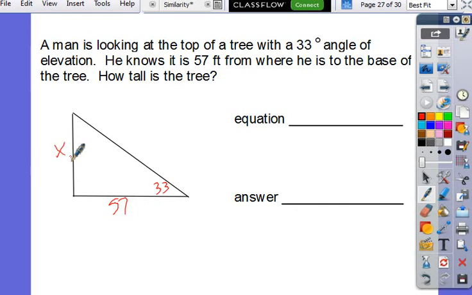Most of the time, they're going to give you the triangle already filled in for you. All you're going to do is either get the equation or get the answer, and most of the time, not both. So the equation here will be tangent of 33 equals x over 57, and then you would cross multiply because the number is in the bottom, and you would get your answer. All right?